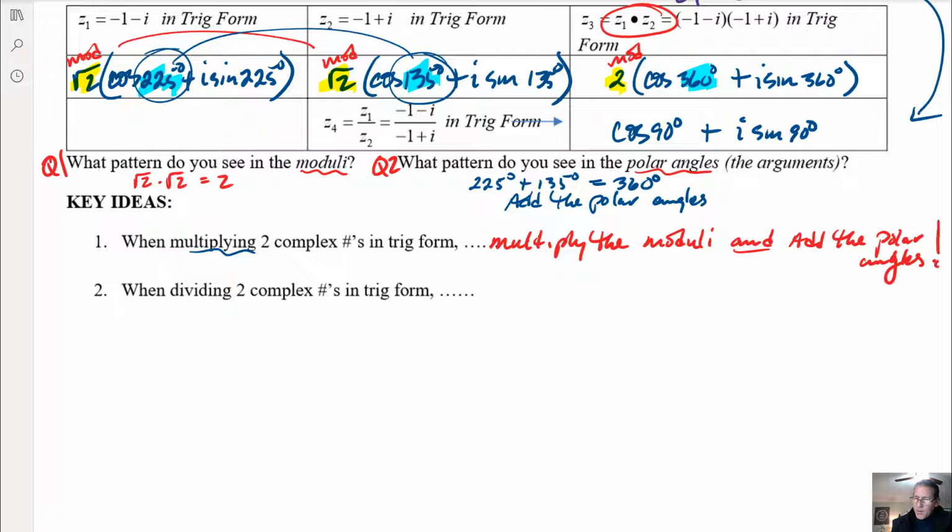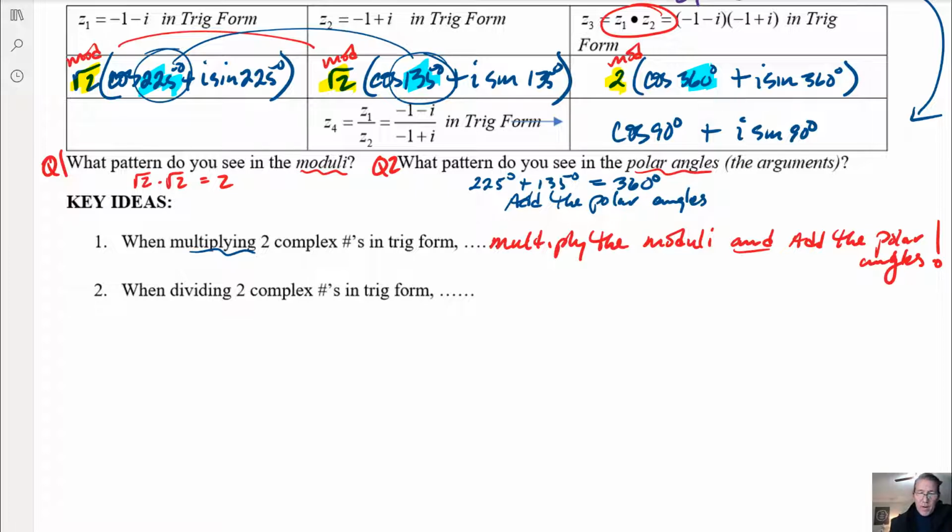That's all you do. Believe it or not, it's that simple. Multiply the moduli and add the polar angles. You'll see that when we get here, when we start applying everything. That's all you do. Now, when you divide complex numbers in trig form, something else happens.